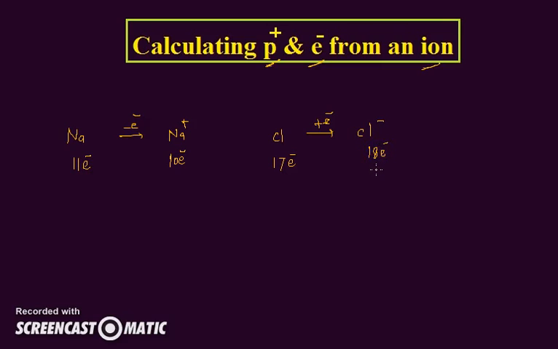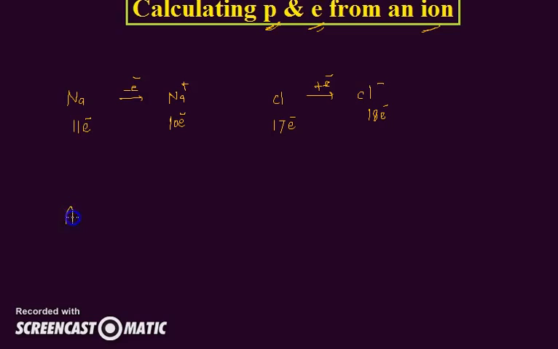Now let me take some examples of ions from which I will be deriving the number of protons and number of electrons. Let's say we have aluminum, which has a plus 3 charge. First of all, when we calculate the number of protons in an ion, we look at the atomic number of that element. Aluminum has atomic number 13. And since in a chemical reaction the number of protons remains the same, they are not lost or gained, the number of protons will also be 13.